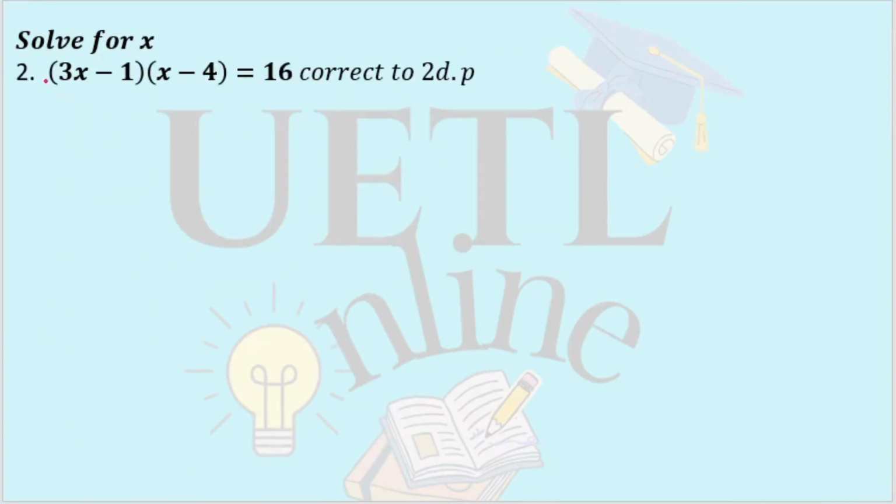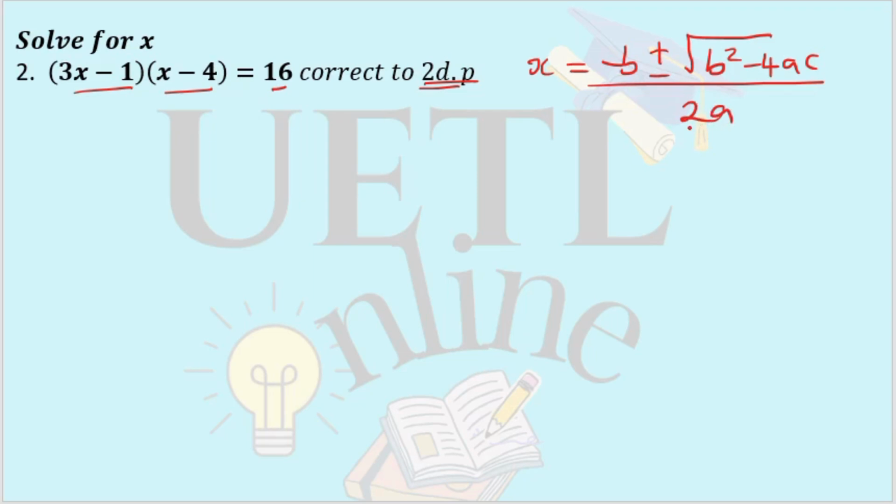Our next question says that 3x minus 1 in bracket and x minus 4 in bracket equals 16, correct to 2 decimal places. When you see correct to 2 decimal places, this means that you cannot get it exactly, so you have to use the quadratic formula. The quadratic formula says x equals minus b plus or minus root b squared minus 4ac, all over 2a.